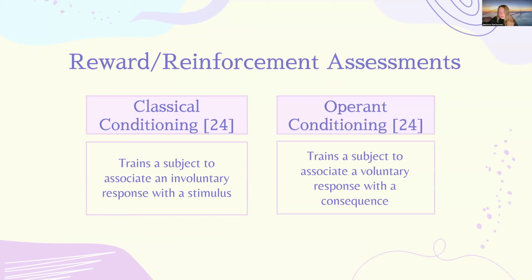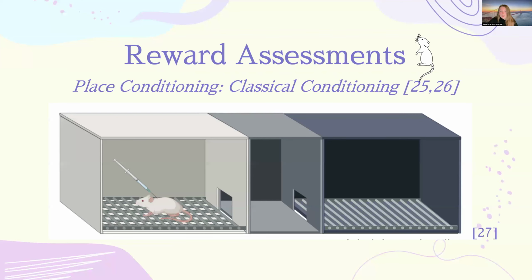Operant conditioning trains a subject to associate a voluntary response with a consequence. An easy example of this is when a dog sits when told to receive a treat. So the place conditioning task is an example of classical conditioning and involves a box with at least two chambers, as we can see here.